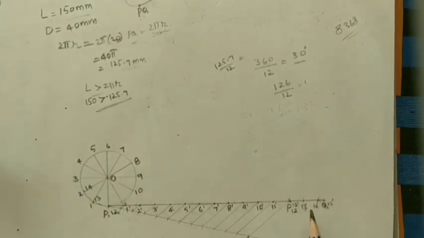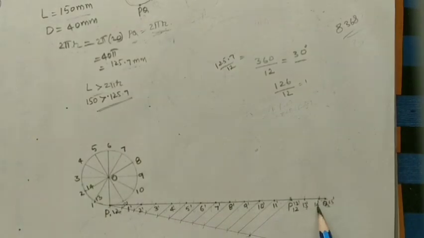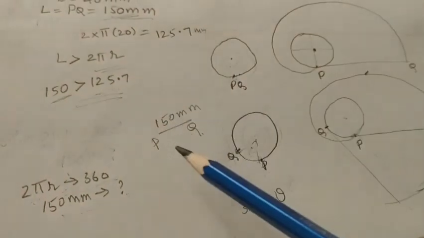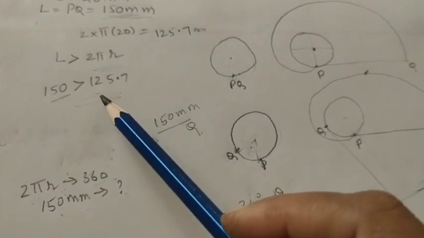Okay, after 13, I am marking 14. Same length we are taking. Same length means at 2 it is coming. So after 14 dash, which point is coming? 15 dash. Now, I told you they have given a longer thread length, 150 mm, but the circumference is 125.7.